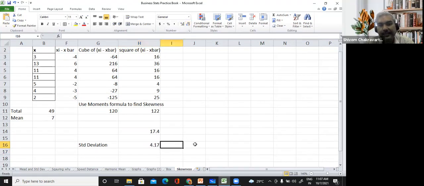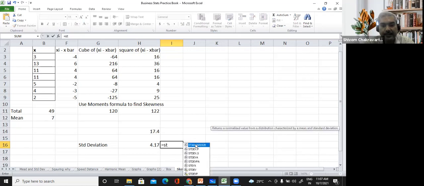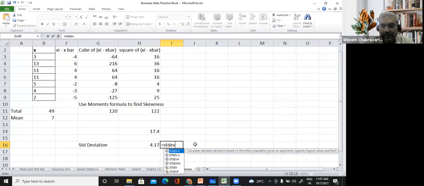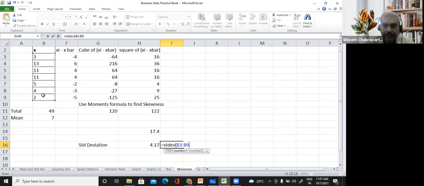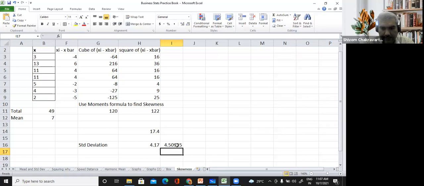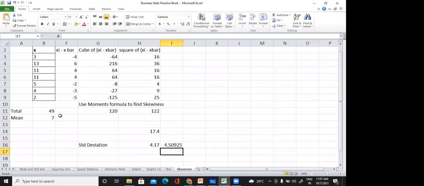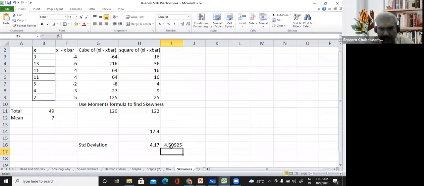Actually, there is a standard deviation function also in Excel. STDEV, standard deviation. Then you select all the original numbers here. So it should give us the... it is giving a slightly different number. Maybe let's take some assumption. STDEV is the standard deviation. We have taken all the numbers. It's giving 4.5.